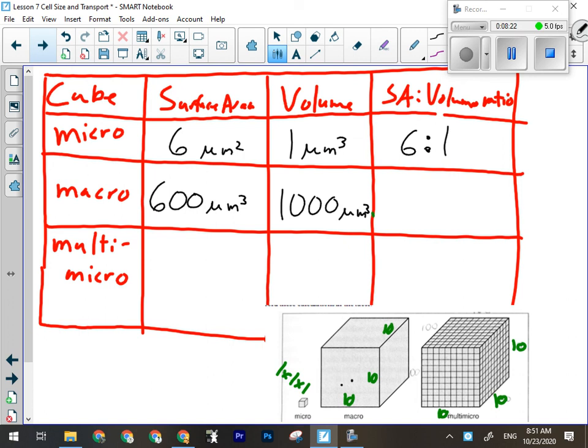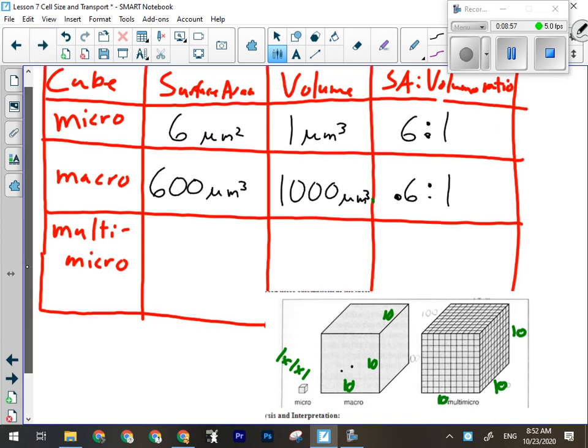1,000 cubic micrometers. So we went from having a surface area that was 6 times bigger than the volume in the small cube to now having a surface area that is smaller than the volume. Our ratio is now 0.6 to 1. It's much worse. Being a big single cell means you have a huge volume and a comparably small surface area to supply it. That's a bad situation. Diffusion doesn't work well in that situation.